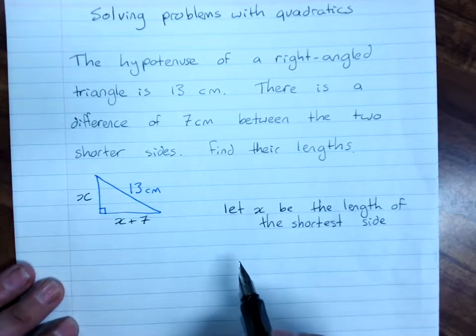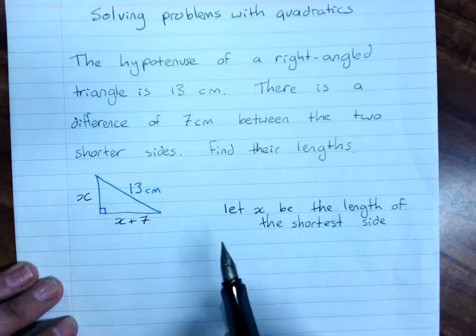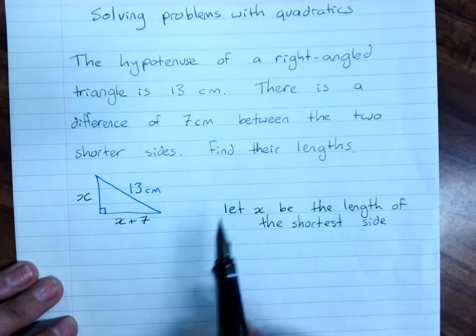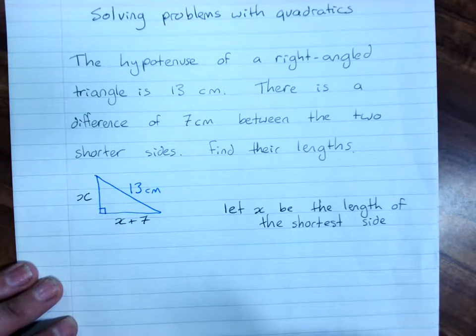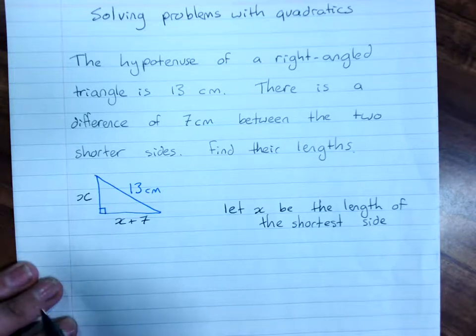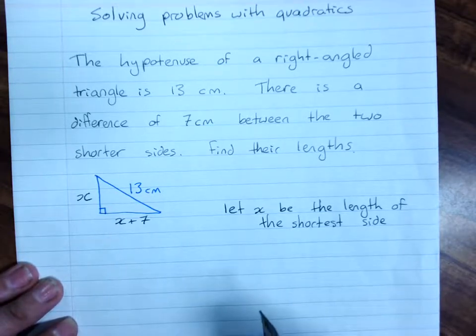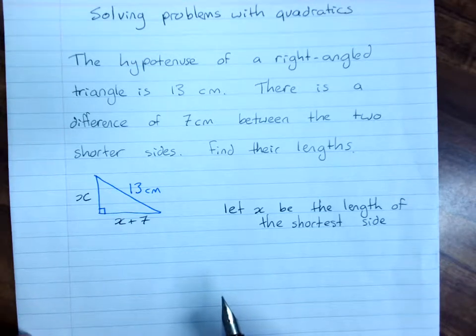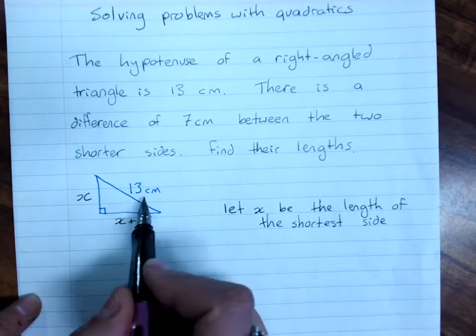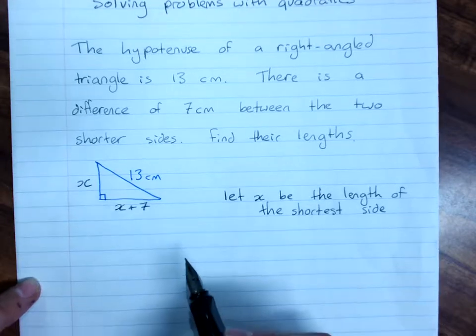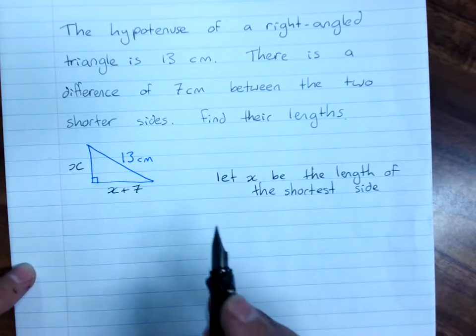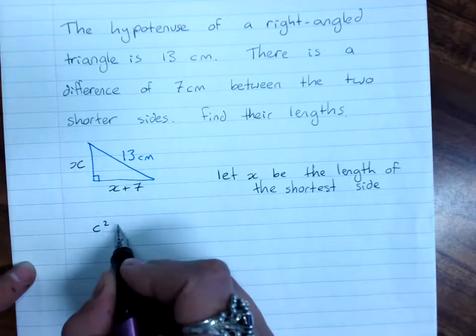Doesn't matter either way. Now we always have to look for the piece of information that we have. Sometimes it'll be an area or a perimeter, and then you'd know that you need to give the formula for the area or the perimeter of that shape. This is different in that we don't have an area or a perimeter. What we do have is the hypotenuse. And when we have the hypotenuse, that says we're going to use Pythagoras' theorem.